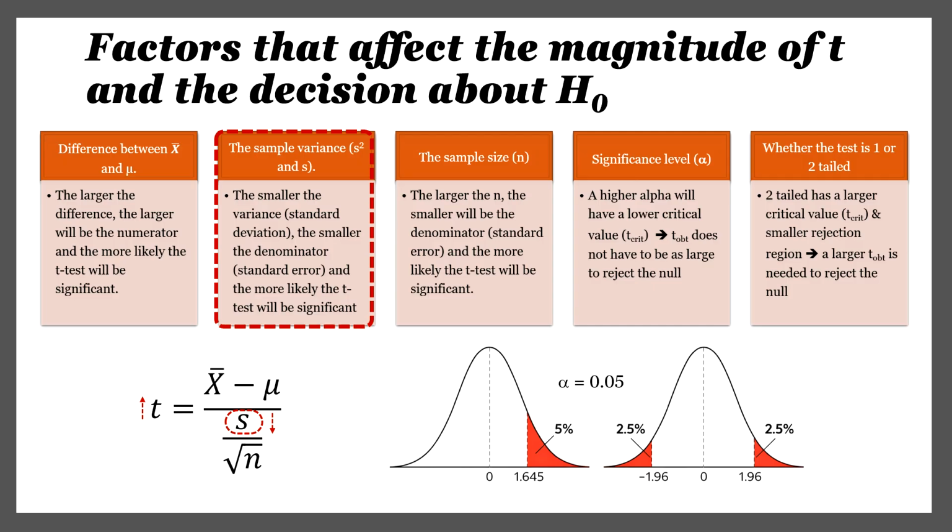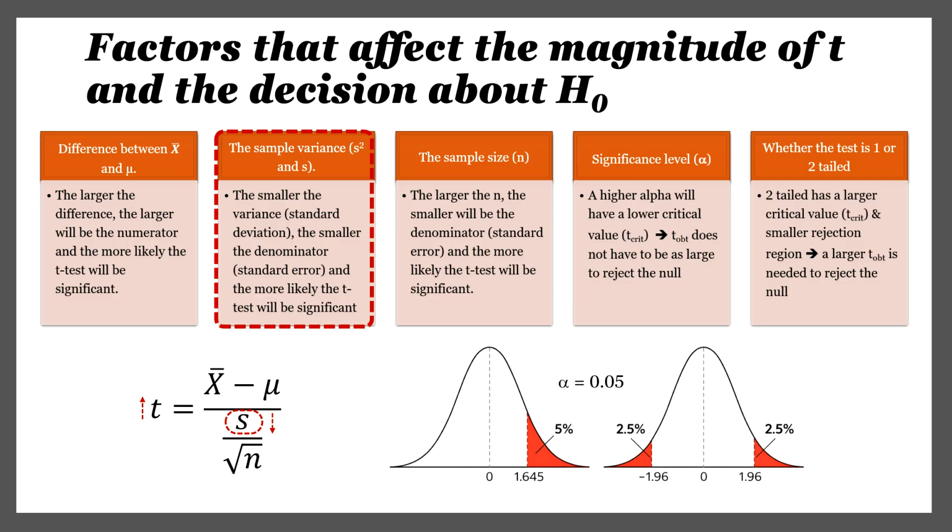Okay, so next we have the sample variability as measured by S, the sample standard deviation. And so mathematically, as this number goes down, the t-statistic has to go up. That's just going to be true mathematically. But let's also try to understand conceptually why less variability in your sample increases the probability of you rejecting the null hypothesis.